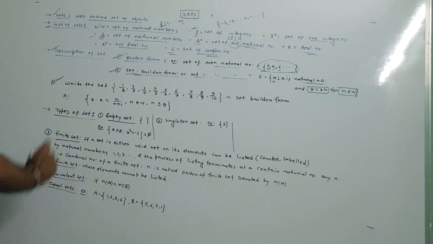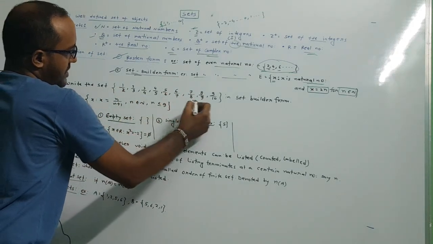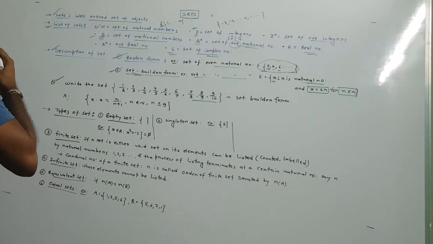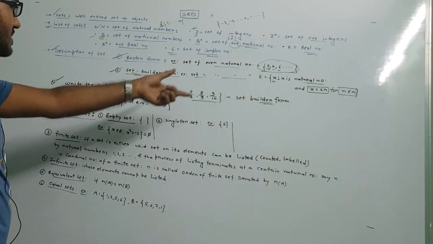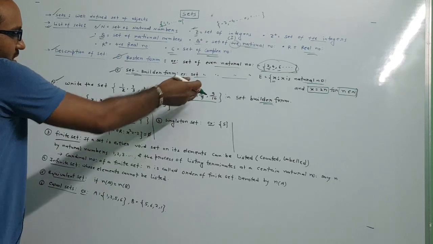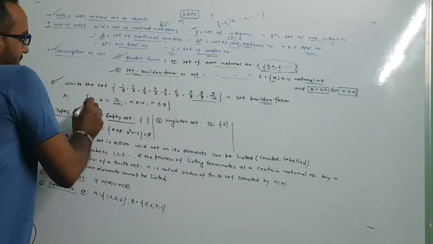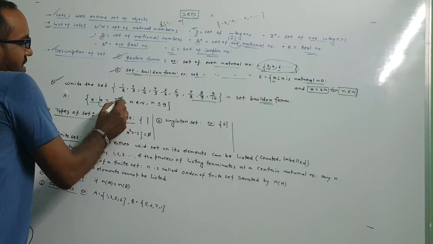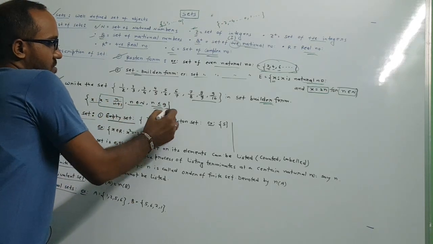Now see, let us look at one question. 1 by 2, 2 by 3, 3 by 4, 4 by 5. This is in roster form, and the question is that you have to write it in set builder form. So set builder form means you have to write it as a definition. Let us say x such that x equals n by n plus 1, where n is a natural number and n is less than or equal to 9.